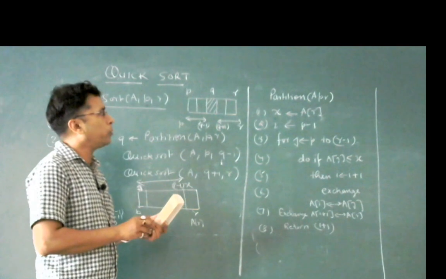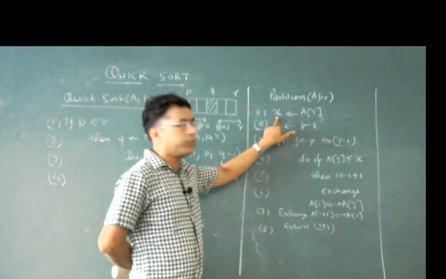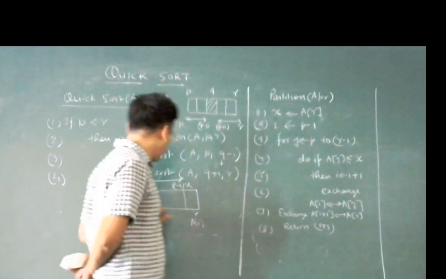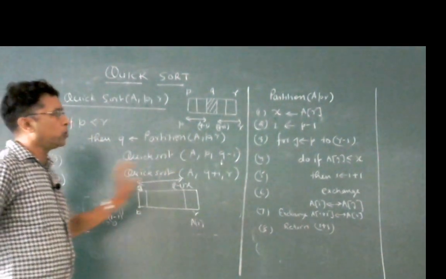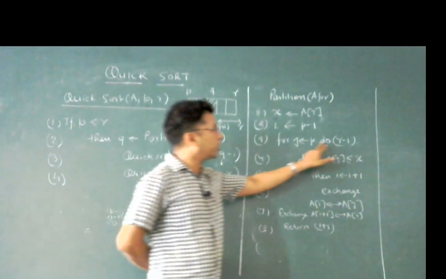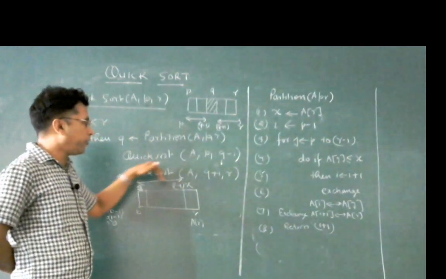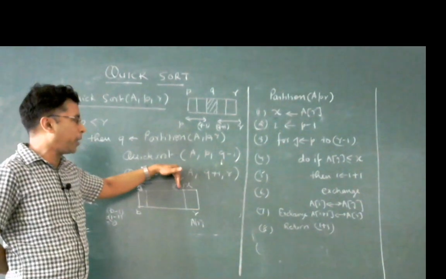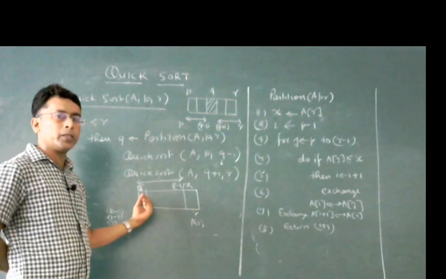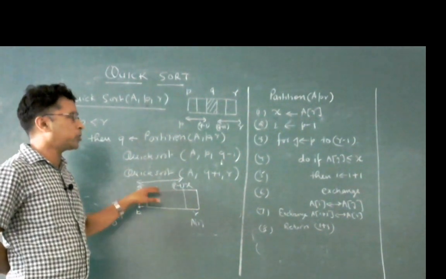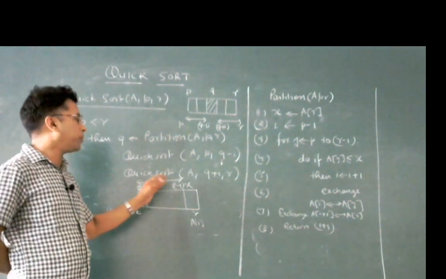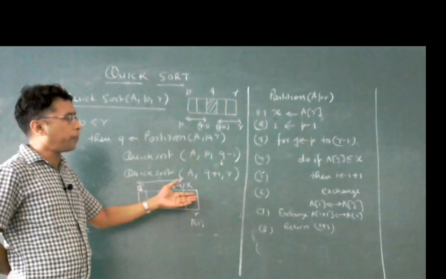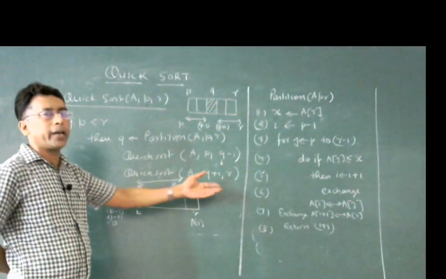First, keep in your mind x is the end of the array, x = A[r]. i = p - 1, that means start with 0, and on the left hand side j goes from p to r - 1. On the left hand side we are finding out whether there is any element smaller than the pivot element. If we get any element smaller than the pivot element, we first swap it with the first, then swap the second with the second, third with third, and after swapping we finally place the pivot element at i + 1.